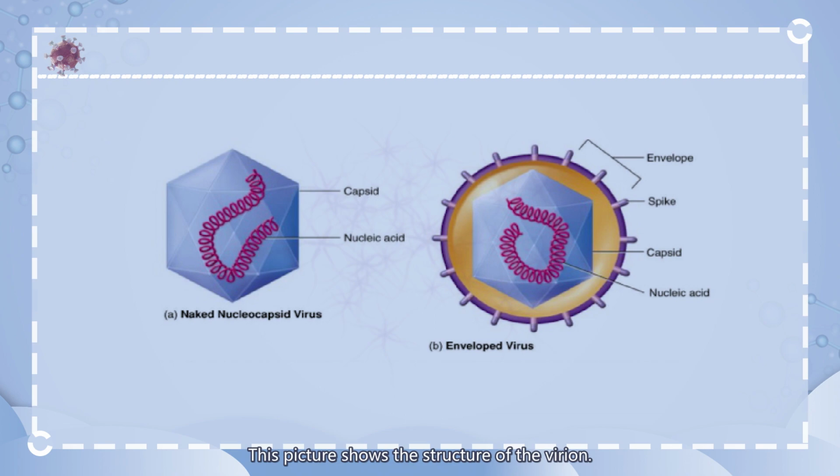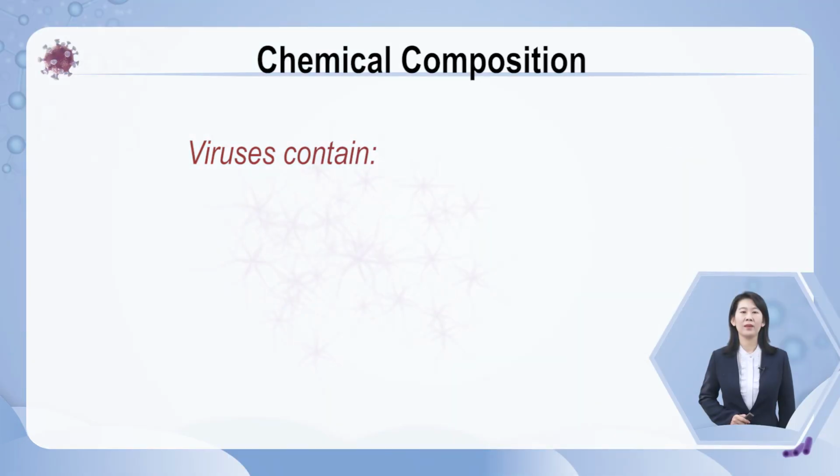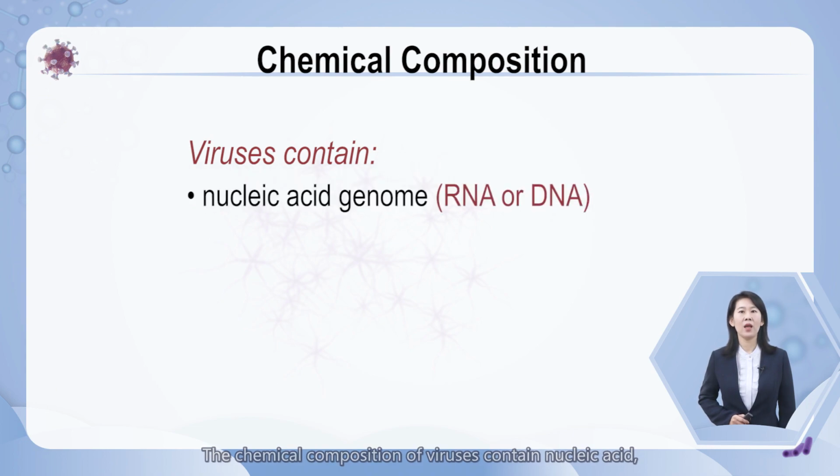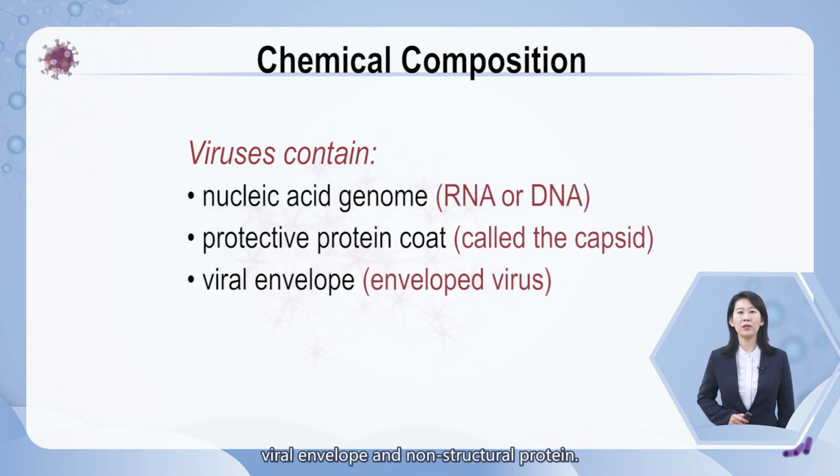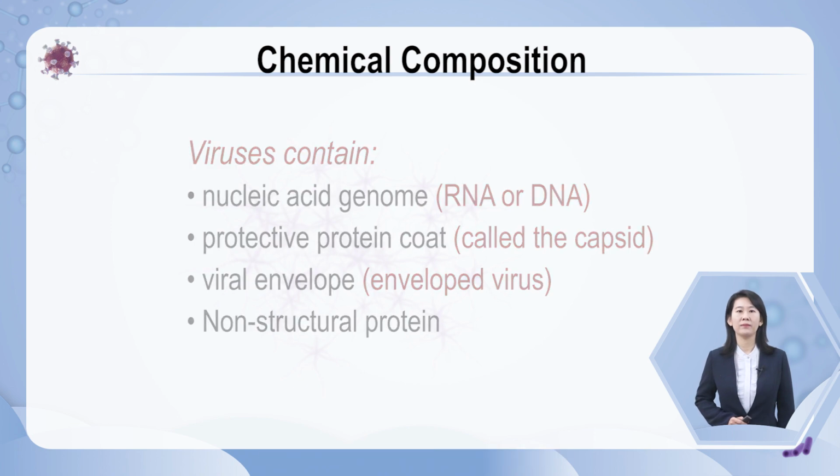This picture shows the structure of the virion. The left is a naked virus, which is made up of a core and a capsid. The right one is an enveloped virus. It contains the core, capsid, and envelope. The spike is a virus-encoded glycoprotein exposed on the surface of the envelope. The chemical composition of viruses includes nucleic acid, protein coat, viral envelope, and non-structural protein.